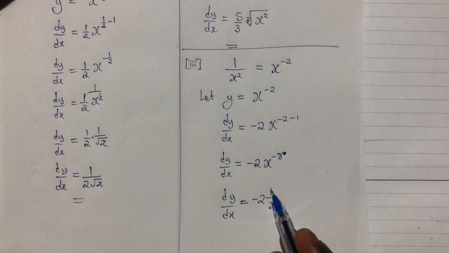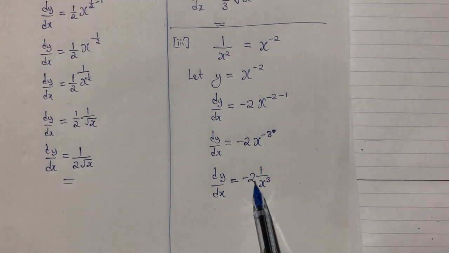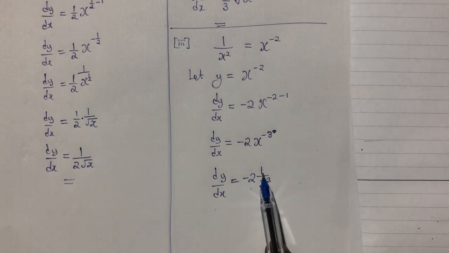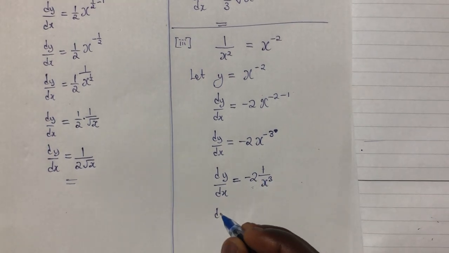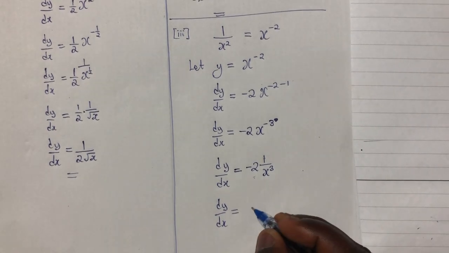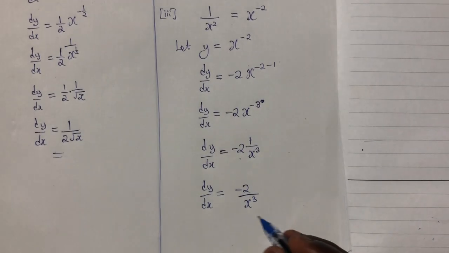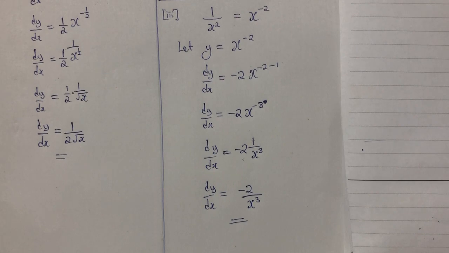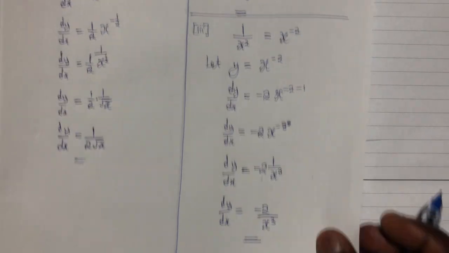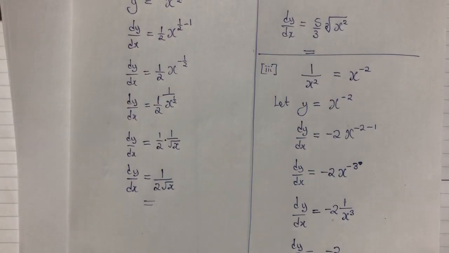I can multiply this by this to give me, this is a whole number, so a whole number is always over 1, so the denominator 1 will multiply the numerator. So we have dy out of dx being equal to minus 2 over x raised to the power 3. And this will be our final answer for this one. We move on to the last example.